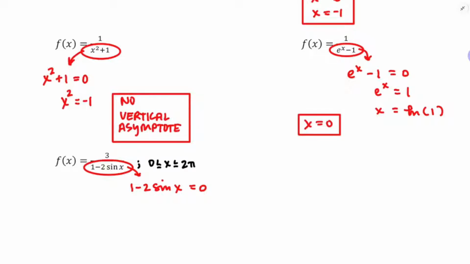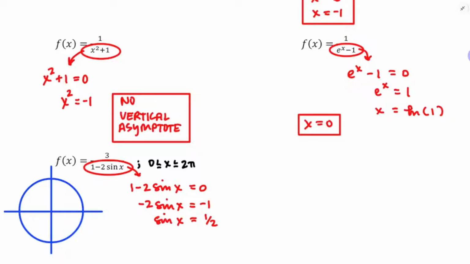Okay, so I'm going to solve for sine x by subtracting 1 from both sides, dividing both sides by negative 2, and then thinking, okay, sine x equals a half. I know where that's going to happen on the unit circle. That's probably not the diagram I want to draw. All right, that's more like it.